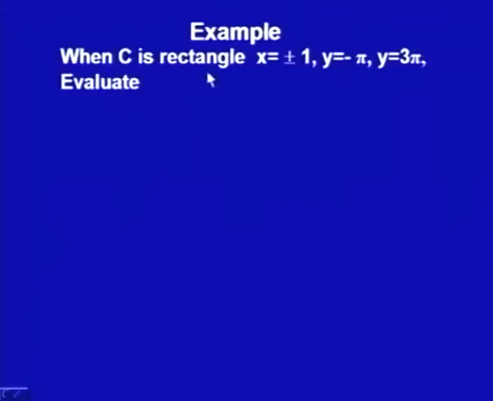When C is a rectangle, x is equal to plus minus 1, y is equal to minus pi and y is equal to 3 pi, then evaluate this integral cos z upon e to the power z minus 1 dz.